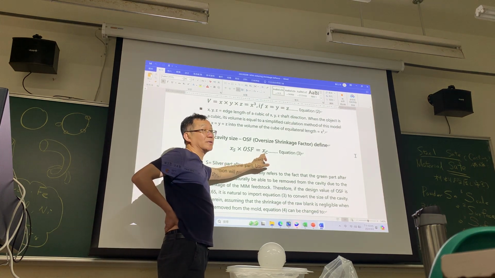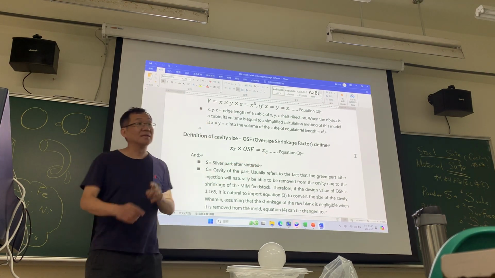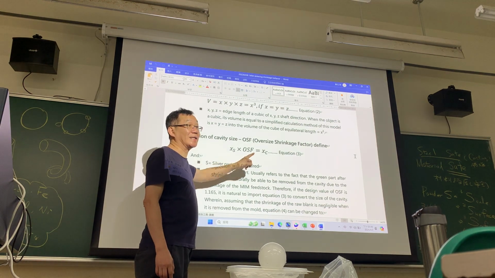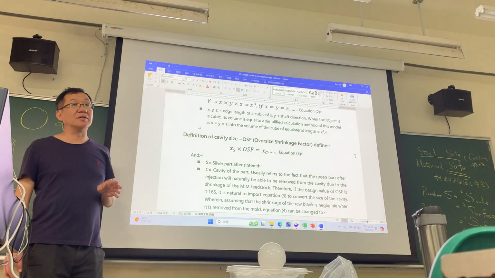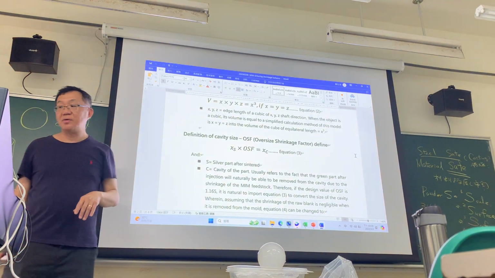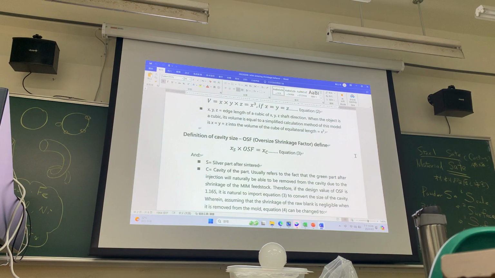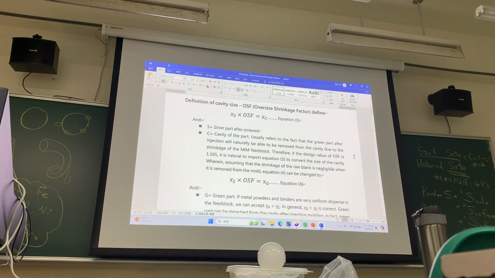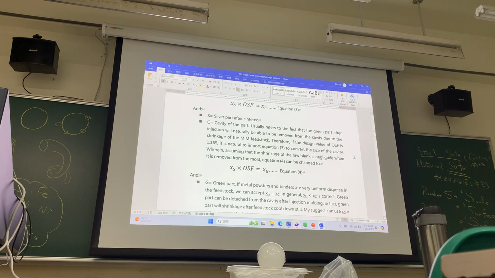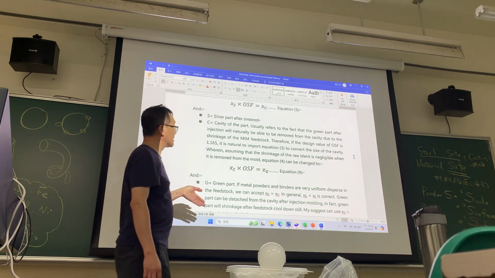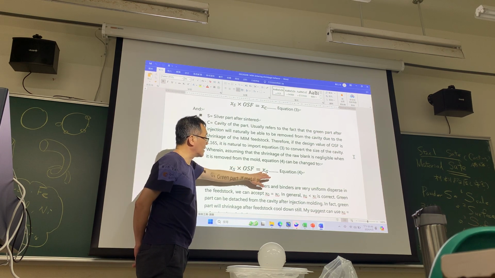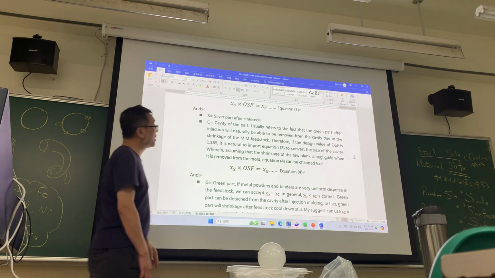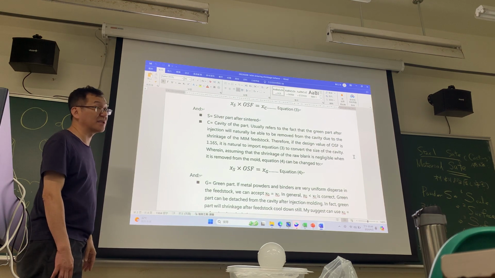This is the tooling size, so it's bigger. This one is bigger than 1. Normally we just set it at 1.16. So why is it 1.16? That's the cutting here. Sometimes somebody will say, this is the cavity, and after the cavity, this is the green part. Why? The green part and cavity are sometimes different.